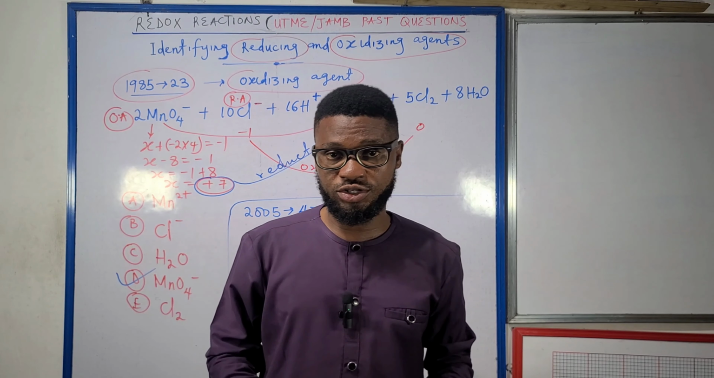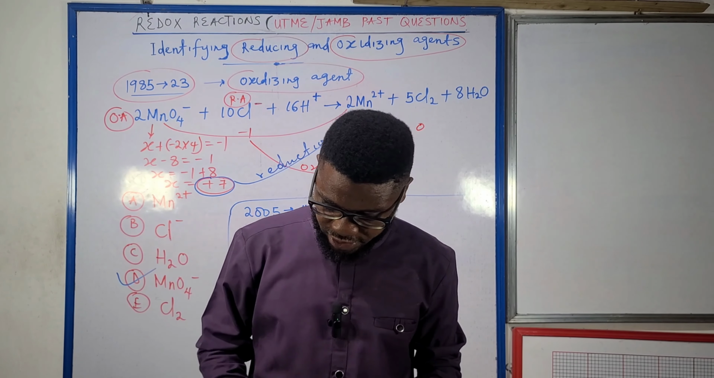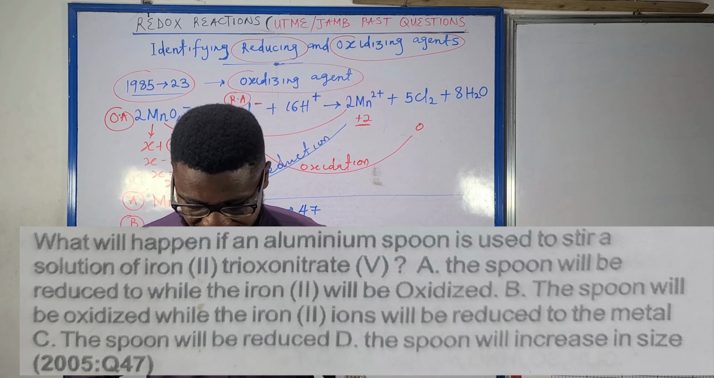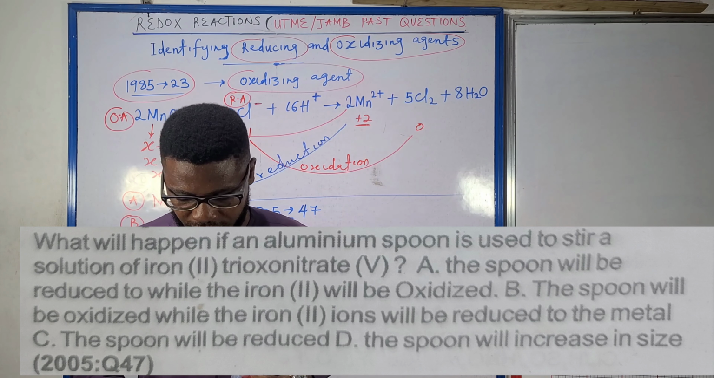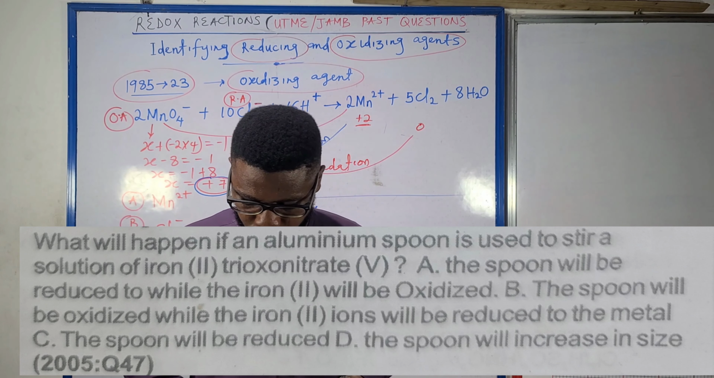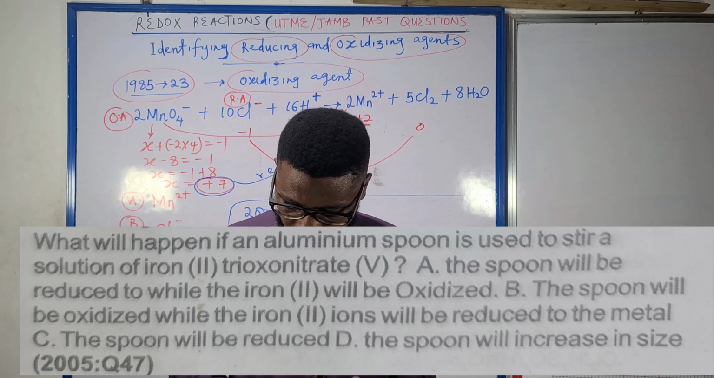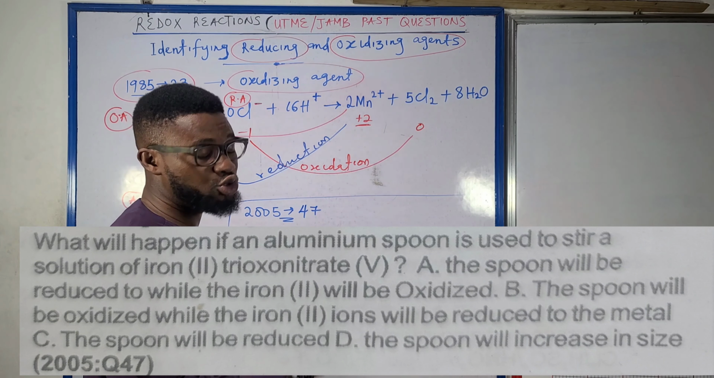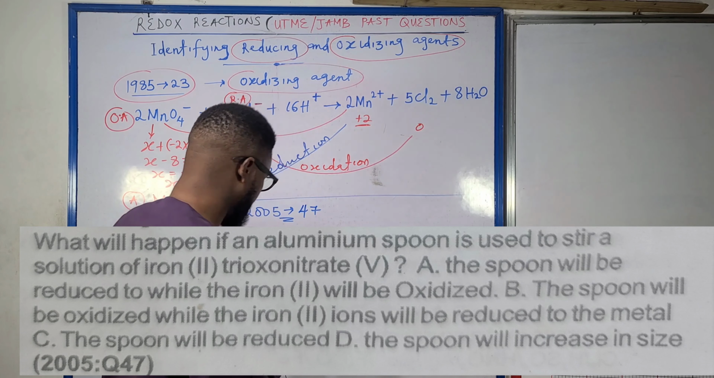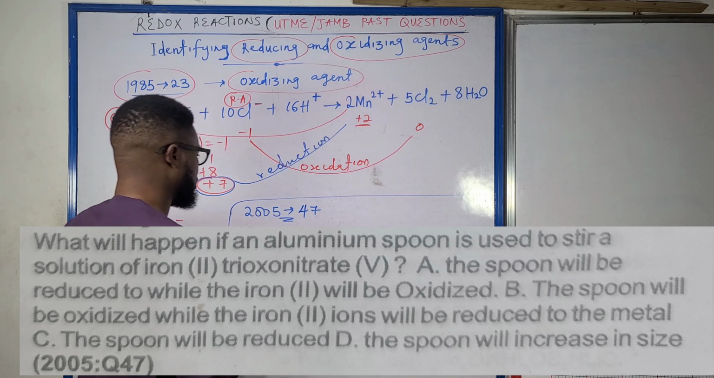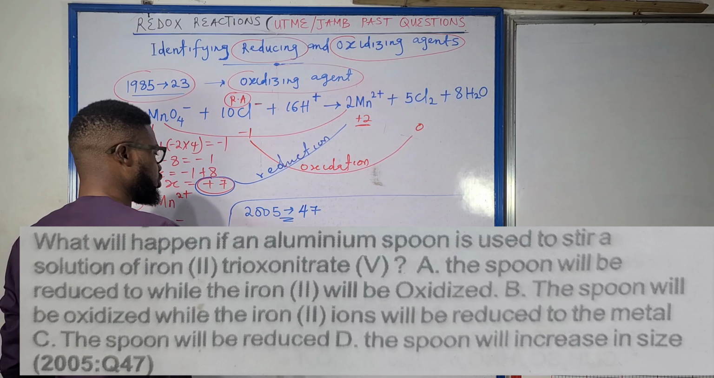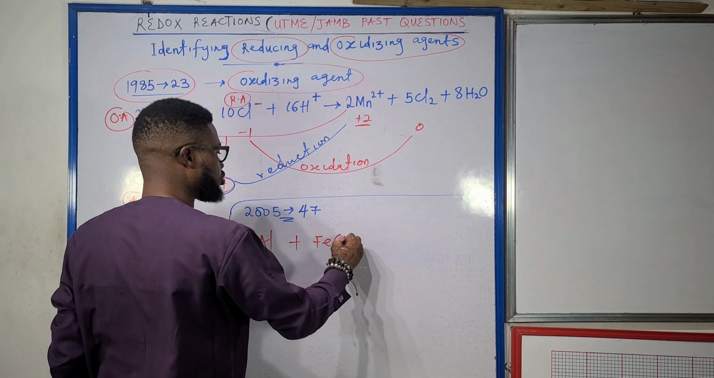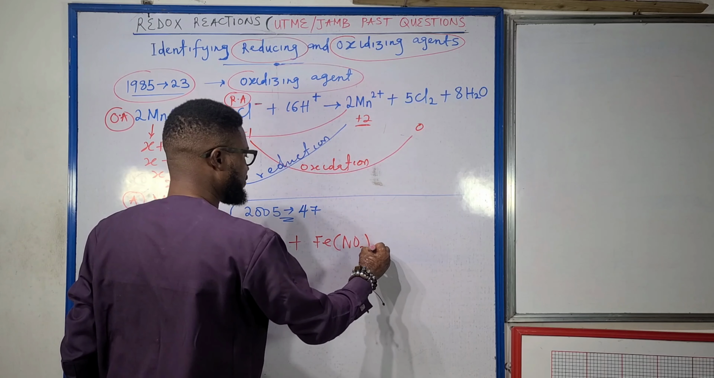Moving on, the next question is 2005 question 47. As you can see on your screen, it says, what will happen if an aluminum spoon is used to stir a solution of iron(II) trioxonitrate(V)? Aluminum spoon dipped into iron(II) trioxonitrate(V). Okay, let's look at that in terms of an equation. If an aluminum spoon is dipped into iron(II) trioxonitrate(V), they said iron 2.